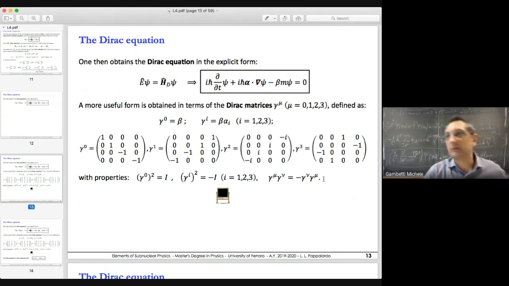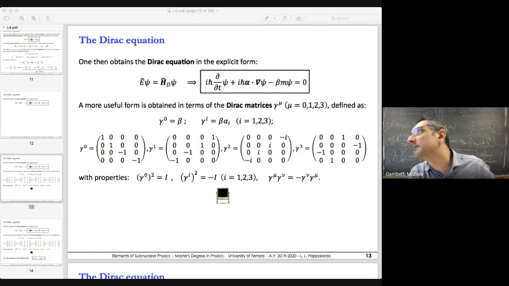So let's now make use of this formalism to derive the Dirac equation in the covariant form. I will switch to the blackboard.